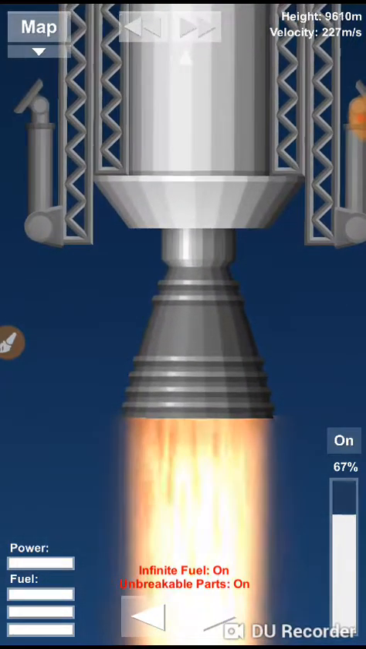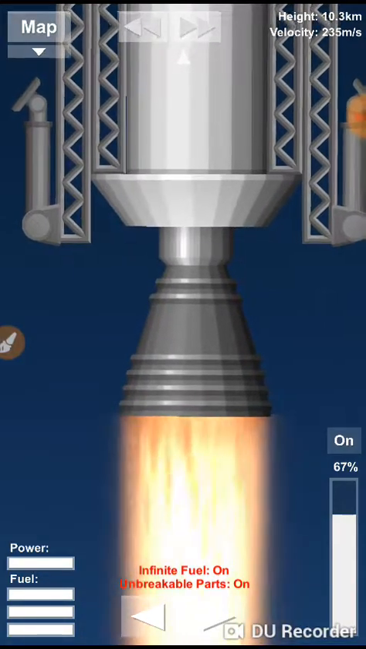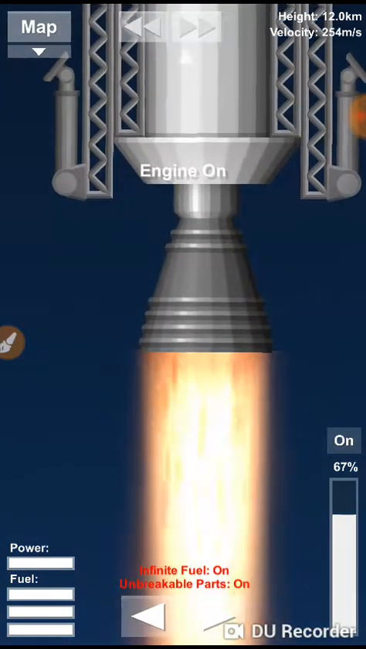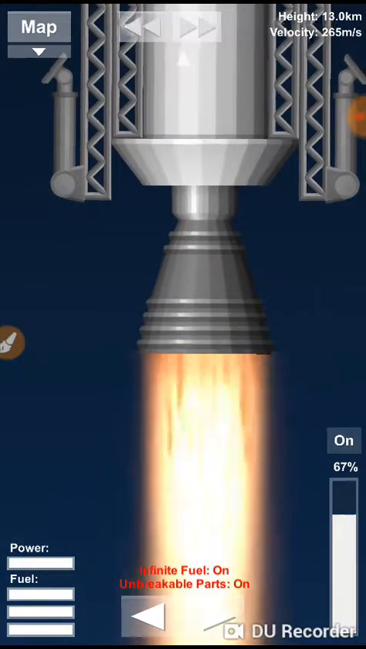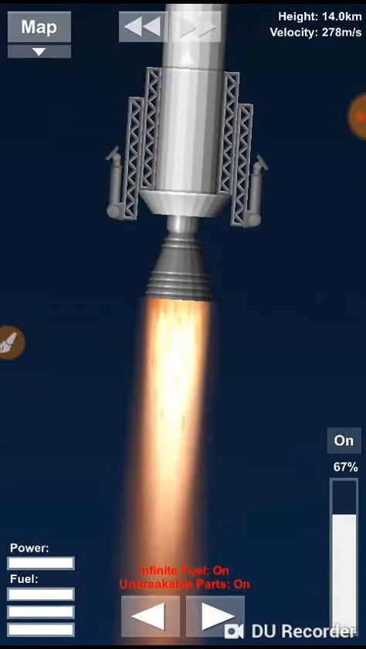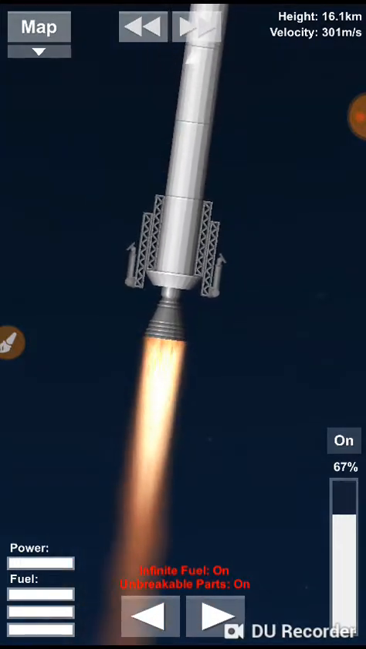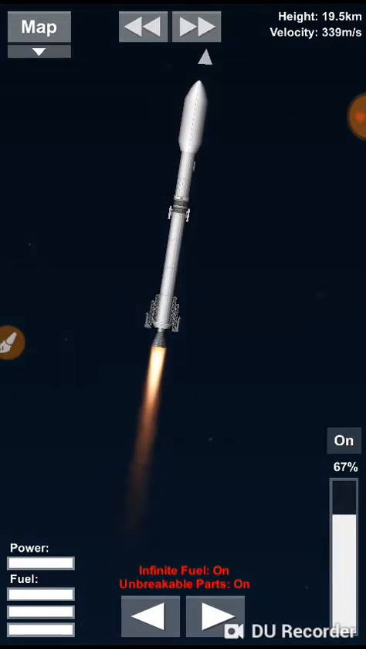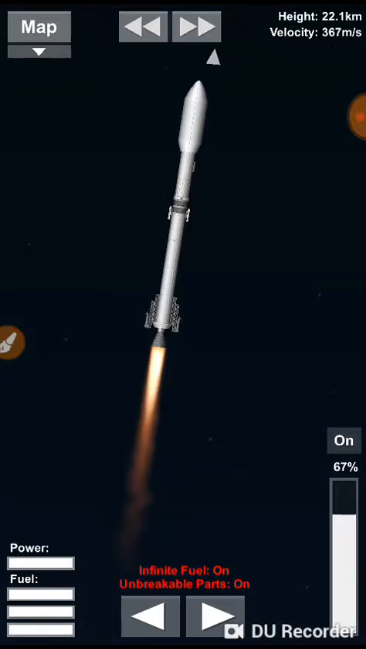Coming up next, you'll hear max Q. Vehicle is experiencing maximum dynamic pressure. And as you just heard, the vehicle is experiencing maximum dynamic pressure. That's the point at which the stresses on the Falcon 9 are higher than they are at any other point during the flight. Command to stop. Everything is looking nominal right now.